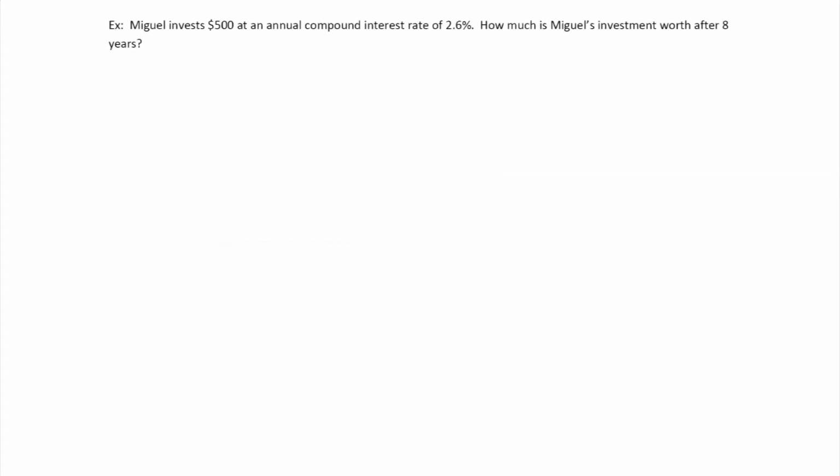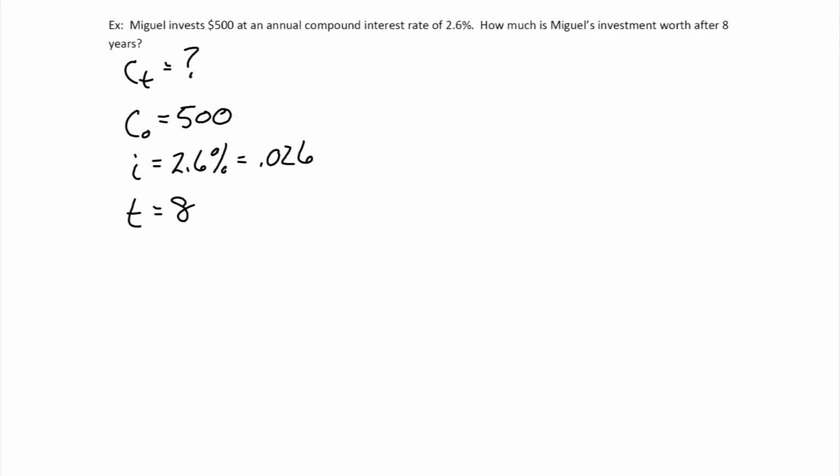Miguel invests $500 at an annual compound interest rate of 2.6%. How much is Miguel's investment worth after 8 years? First of all, we're looking for the final value, so we're looking for C_T, that's the unknown. Now let's pick out each of the pieces that we do know. It says the initial investment is $500, so C_0 is equal to 500. There's an annual compound interest rate of 2.6%, so i is 2.6%, which we know is going to be 0.026. And the time we're given is 8 years. Quick check, we see we're dealing with years here, and this was an annual rate, so we've got everything in the same units.